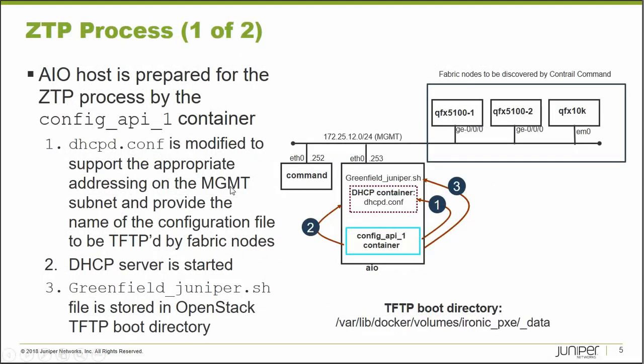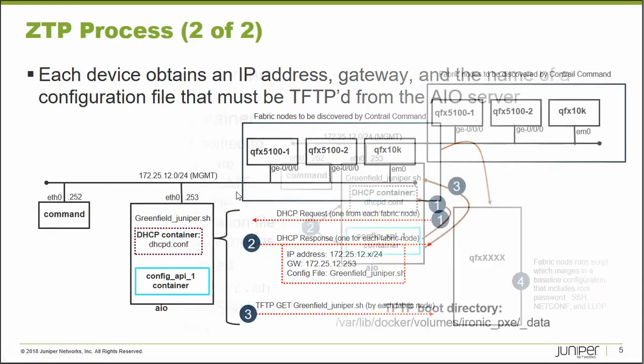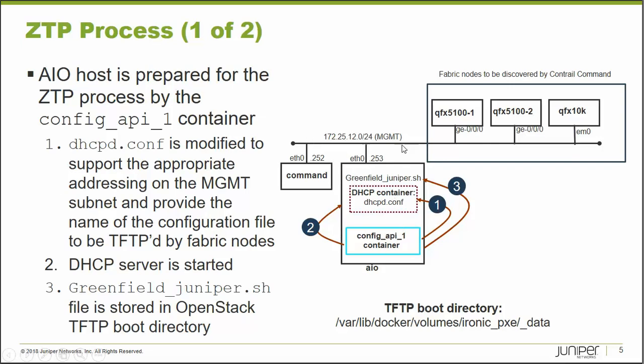So let's talk about the ZTP process real quick. So here's what our topology is going to look like. We've got our IP fabric nodes with their interfaces on the ZTP subnet. We've got the command user interface. And then on the AIO, this is what's going to happen. We've got a special container called the config API container, and it's going to control the whole ZTP process. There's also a DHCP container whose sole purpose is to provide DHCP server functionality on this subnet here.